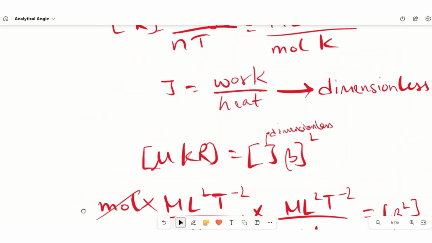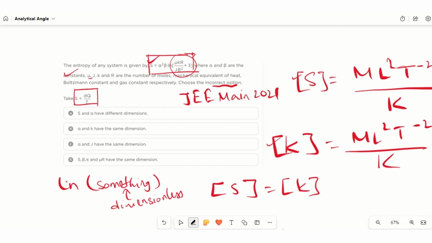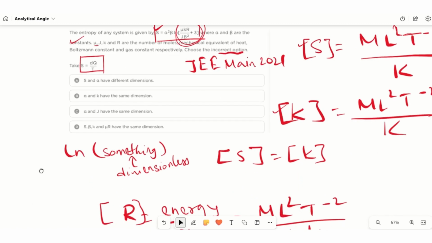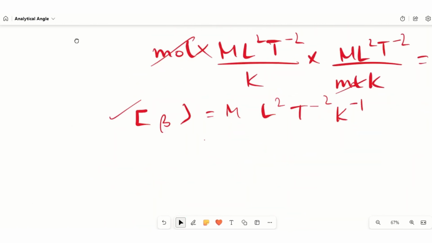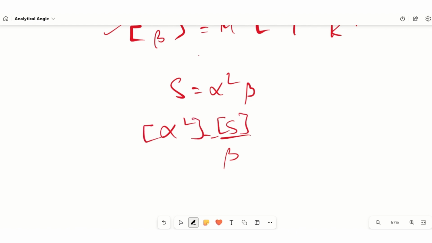Now, from here, we know that this one is dimensionless, so we can ignore this. S is equal to alpha squared beta. So alpha squared is equal to S by beta, and the dimension of alpha squared is equal to dimension of S by dimension of beta.